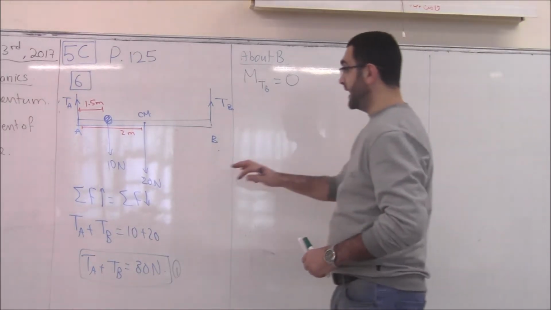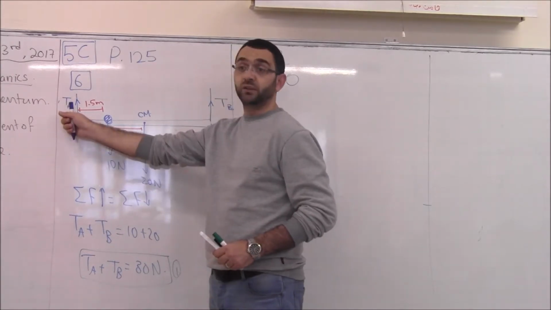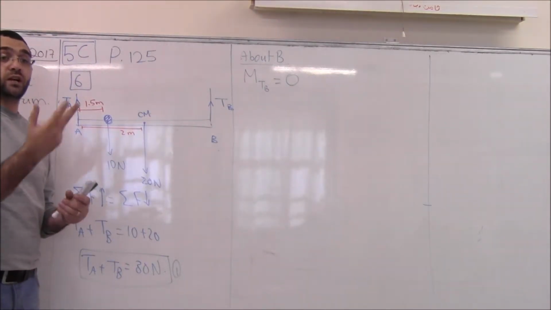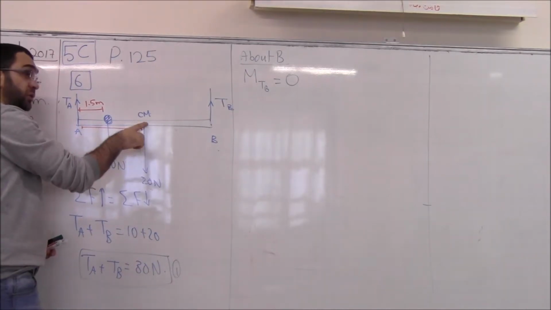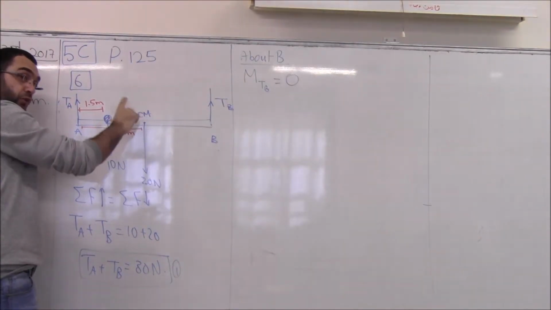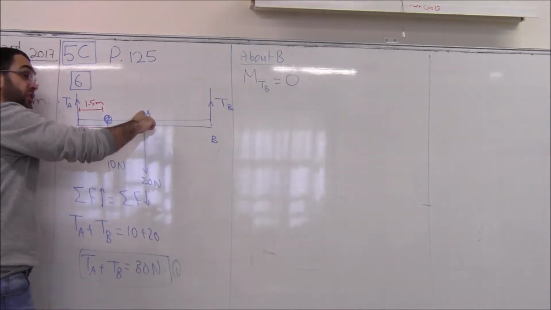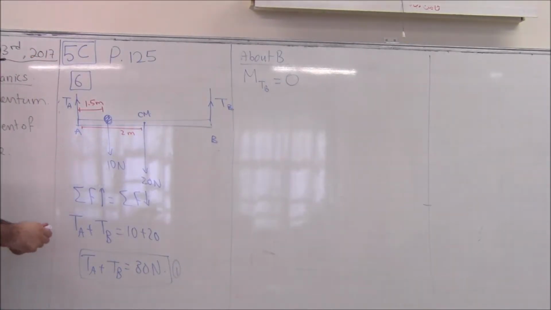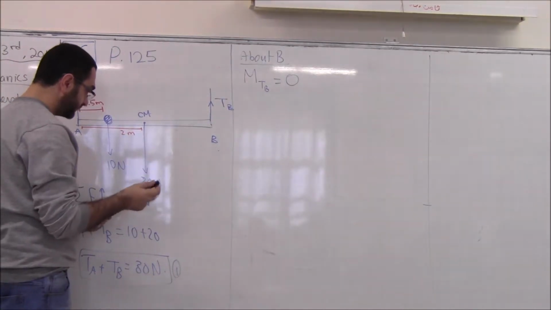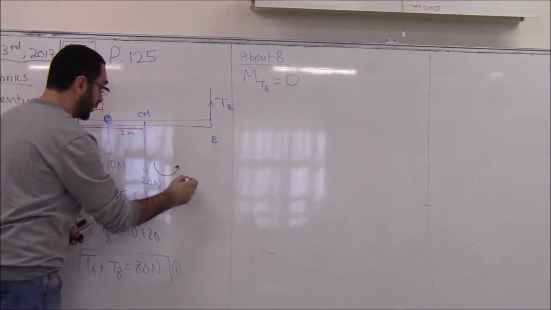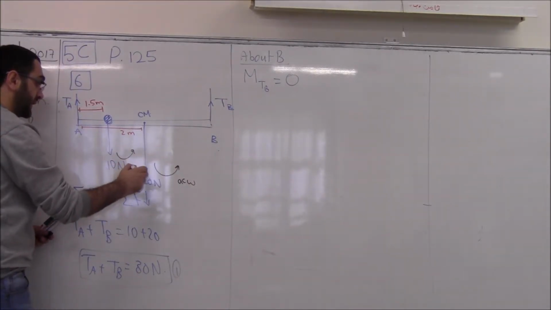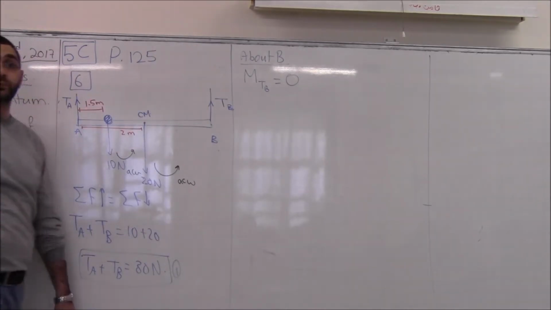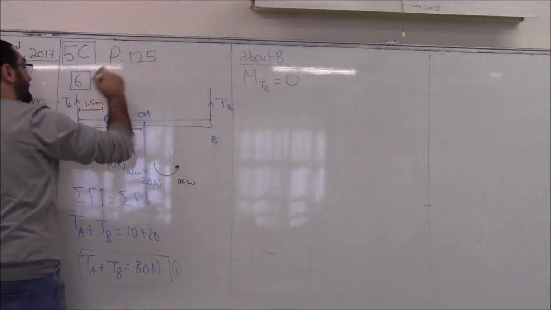So what do we have now? We have only the moments of 20, 10, and TA. Now, to determine the direction, clockwise or anti-clockwise, it's an easy one. Place your finger with the same direction of the force, and move your finger in the same direction of the force about the pivot. This is anti-clockwise. Distance is 2 meters. Similarly, this one, anti-clockwise. Move your finger with the same direction of motion about the pivot. This one, clockwise.